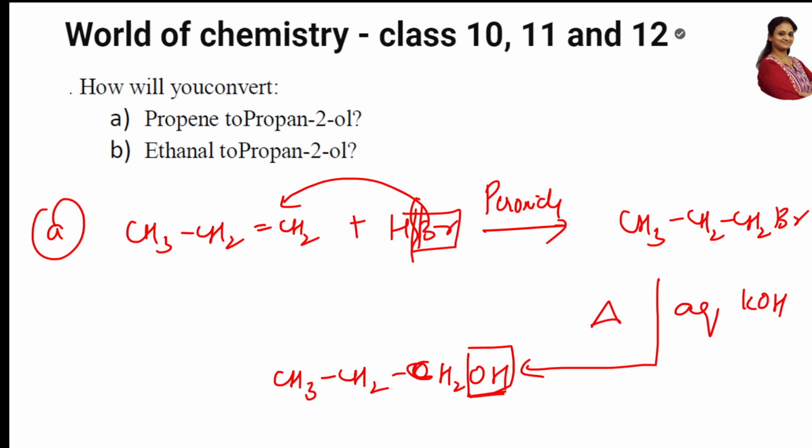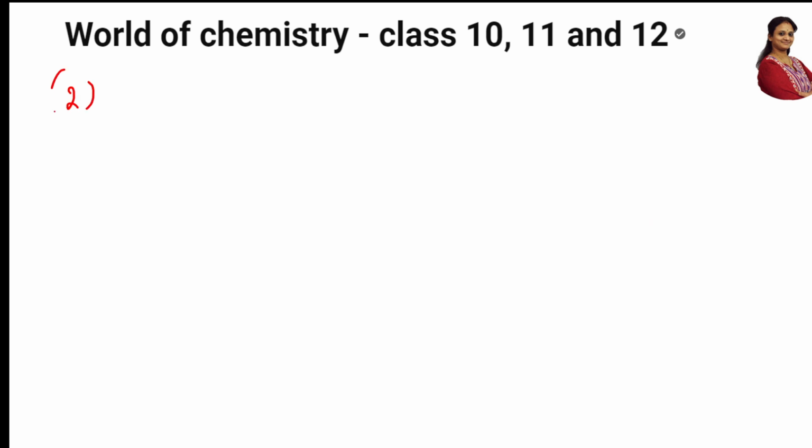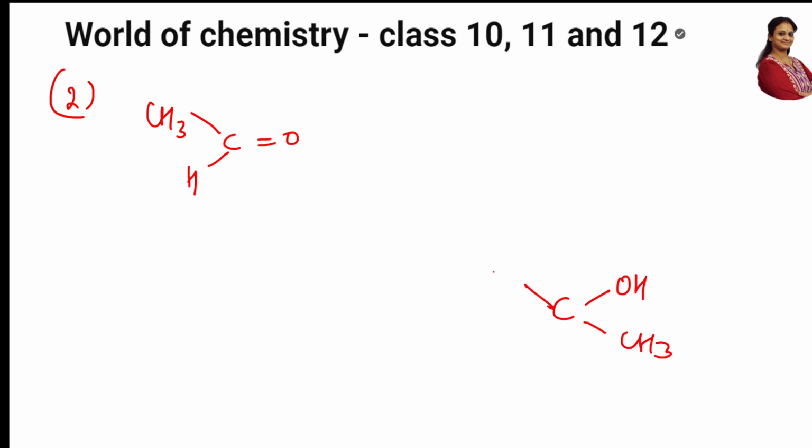What is the next one? They asked me ethanol to propan-2-ol. Next question. Ethanol. Okay, let me write first. This is ethanol. Ethanol to propan-2-ol. This is right? Yes. Now you only see me. What is the difference between this one and this one? There's an addition of an OH group here, and there's addition of an alkyl group here. Which one will come and add? Grignard's reagent. So Grignard's reagent I am going to take.